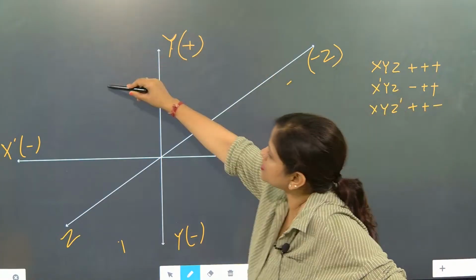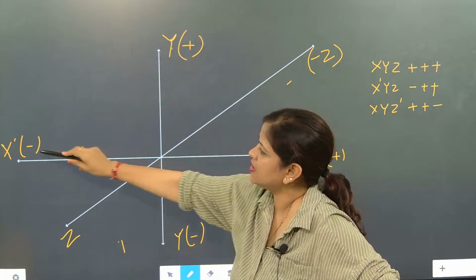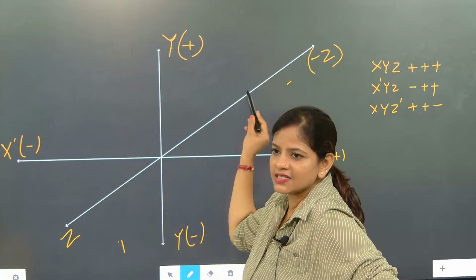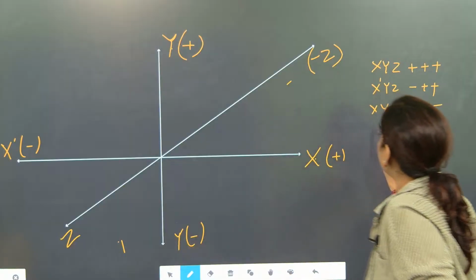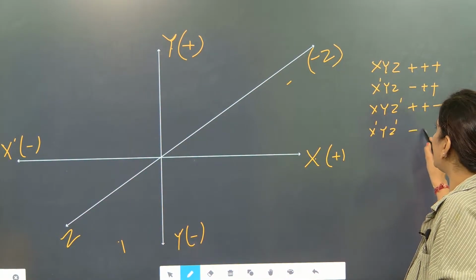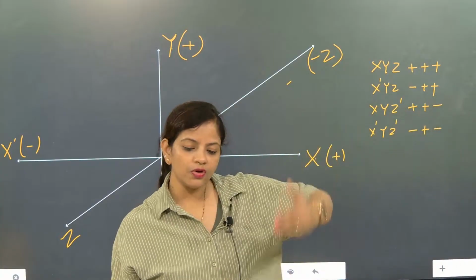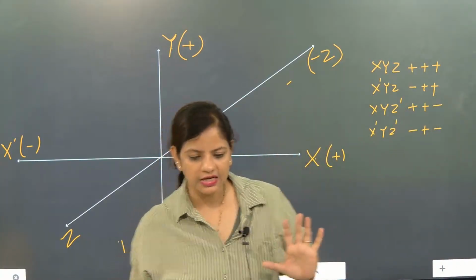Now I am going to this back side, the front part of the room. Here y is positive, x is negative and z is negative. So what will it become? x dash, y, z dash. So it will become minus plus minus. So this is exactly how the four upside rooms, the quadrants, come out.